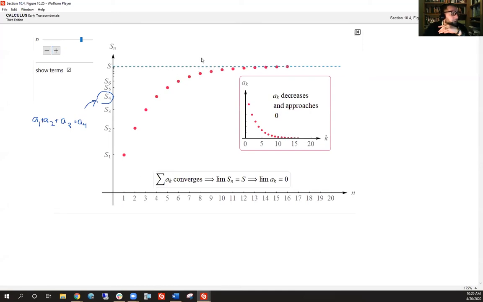So if the series converges, that's telling you that the limit of the partial sums is equal to a number. So these are kind of saying the same thing. And that tells you that the individual terms, these guys up here, must go to 0. Questions about that?